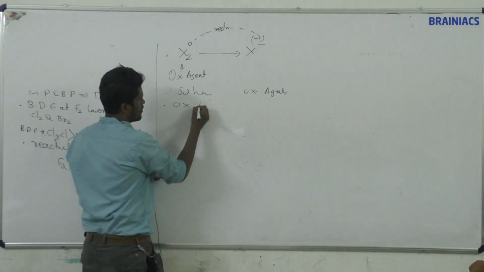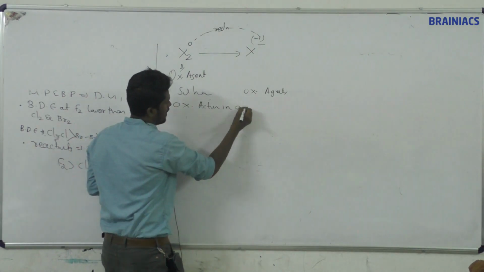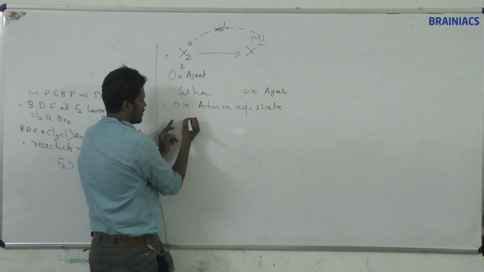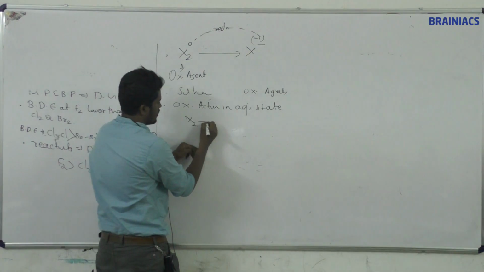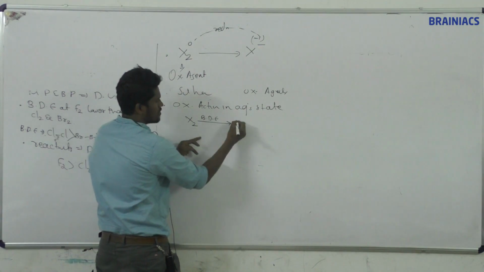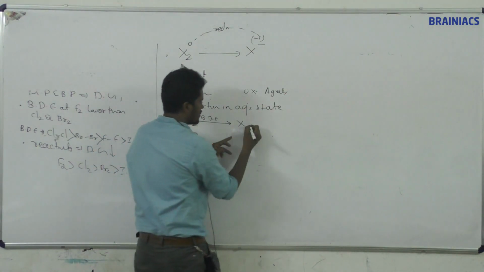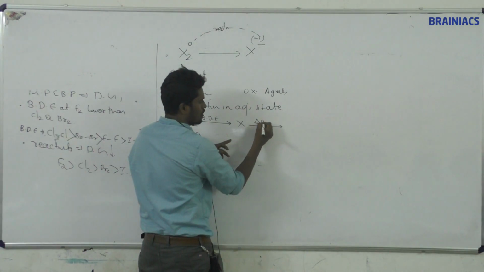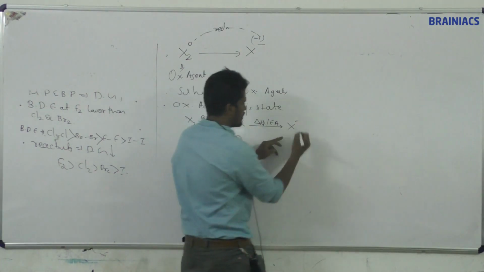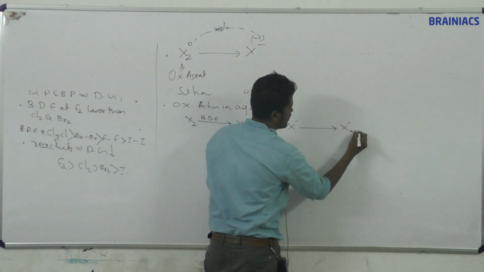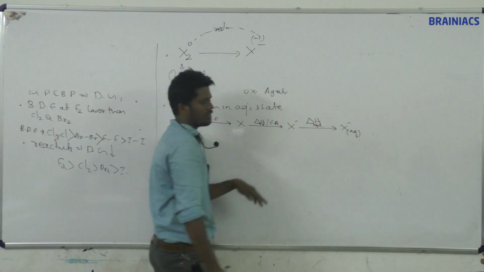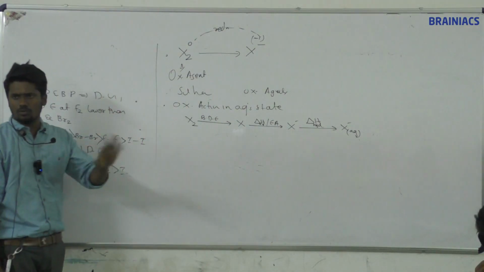So here, oxidizing action in aqueous state. That means here we have X2. X2 undergoes what? Bond dissociation, so it gives X. And it undergoes what? Electron gain enthalpy or electron affinity, giving X minus. X minus is converted into what? X minus aqueous. This enthalpy is called the enthalpy of hydration.